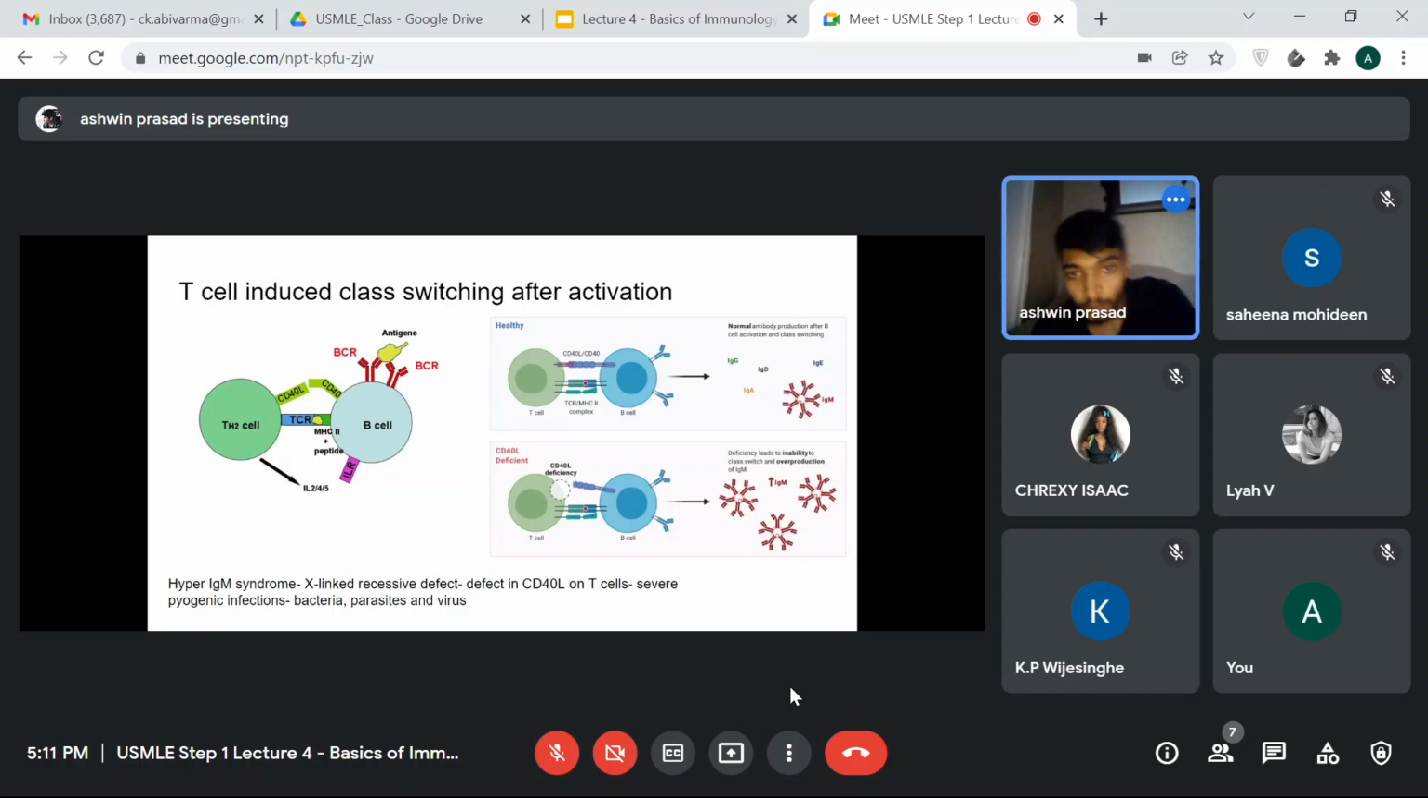So there's a pictorial representation. Normally, the MHC showcases the peptide to the T cell, and then the CD40 ligand binds to CD40. That's when the IgM is converted to something that is necessary, depending on the situation, whether you need IgG, IgA, or IgE. But if that is not the case, then the only immunoglobulin that they secrete is IgM, and you have a lot of IgM, but it's not necessary.